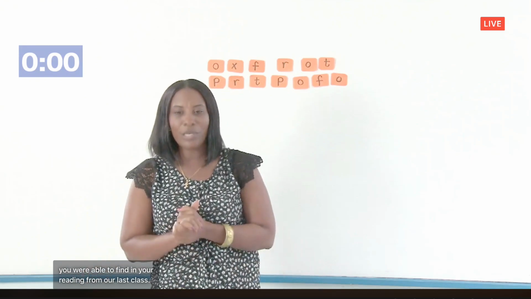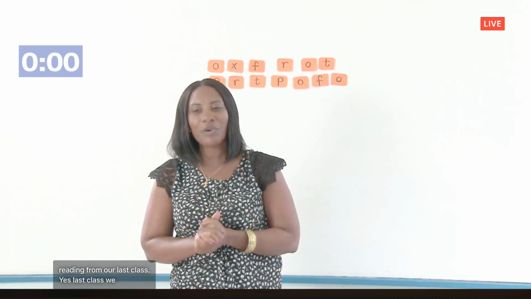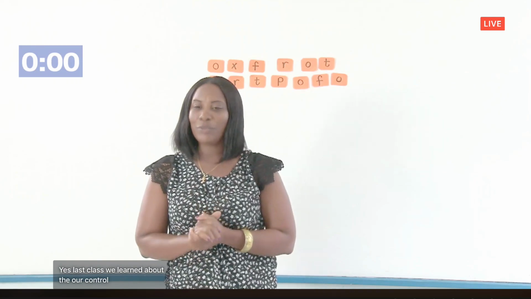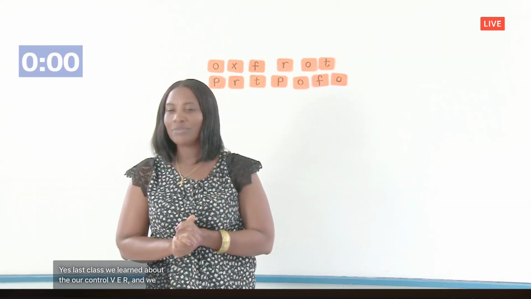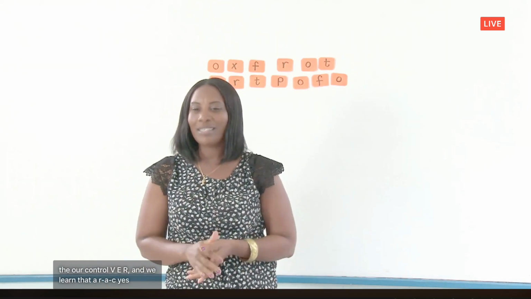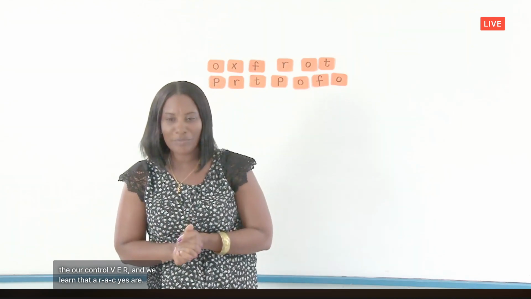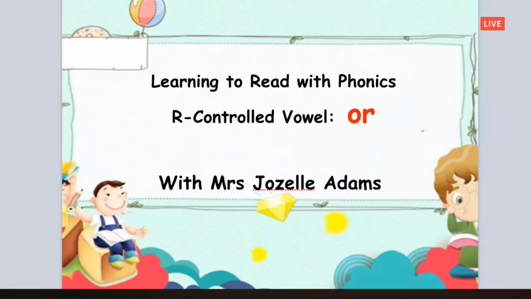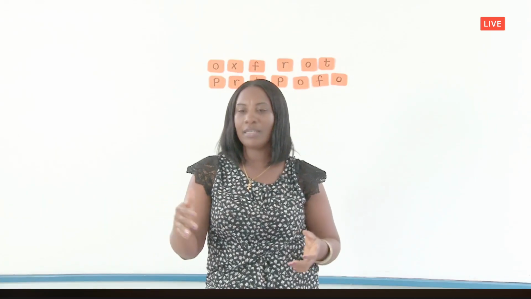Yes, last class we learned about the R-controlled vowel AR, and we learned that AR says, yes, R. It's so easy. It's just like saying the name of the letter R itself, R. And we learned that R-controlled vowels are vowels that are followed by the letter R. And when that R comes after the vowel, it bosses the vowel around and forces the vowel to change its sound. That's why AR is saying R.